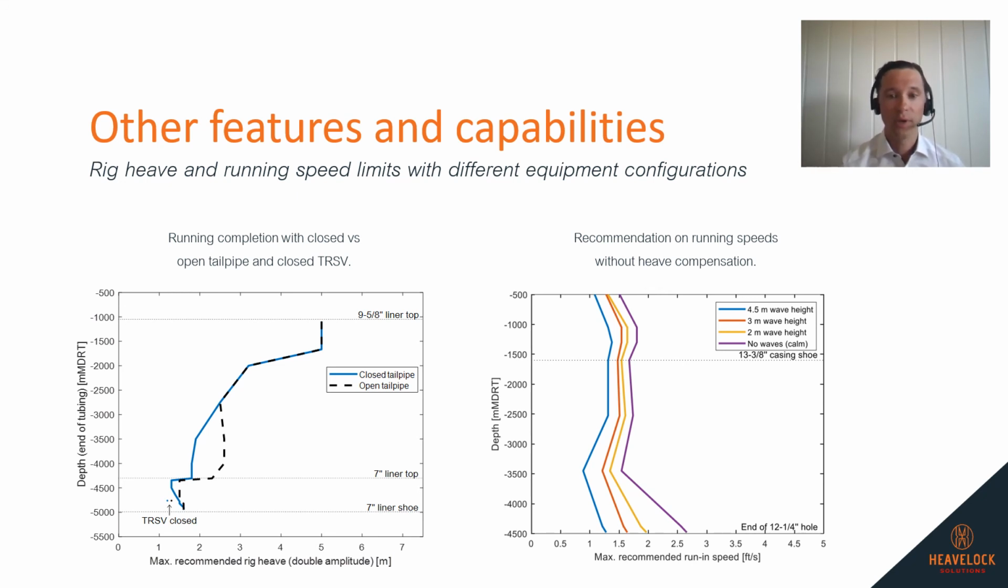from the moving rig is overlaid on the tripping speed. So when the rig is on the way down, you're going to be moving a little bit faster, and when the rig is on the way up, it's going to be a little bit slower. So as you can see there, at calm seas, the rig heave limit is highest, and then when the waves pick up, the rig heave limits become lower and lower.